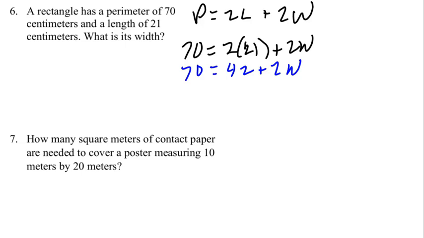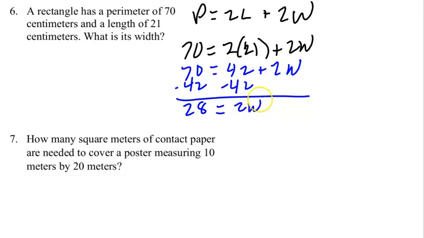To get 2W by itself, I'm going to subtract 42 on both sides. That leaves us with 28 equaling 2W. The opposite of multiplying by 2 is divide by 2, so I do that on both sides. And the width is going to give us 14, and this will be 14 centimeters.